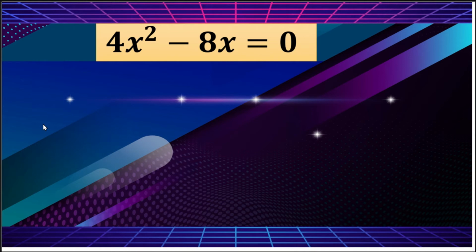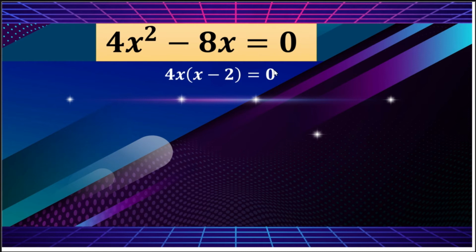Just like the first factoring technique, we are going to find the GCF. What is the GCF of 4x squared and 8x? The GCF is 4x. So here's the GCF, 4x. Then we are going to divide the GCF into the terms of the binomial. So 4x squared divided by 4x is x. Copy minus, 8x divided by 4x is 2, equals 0.